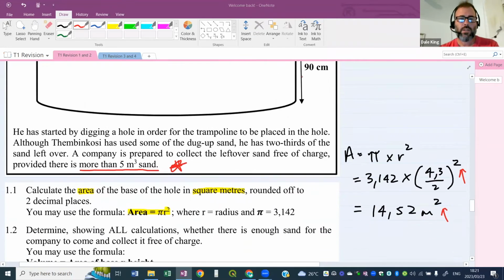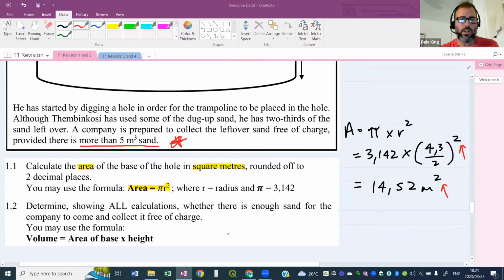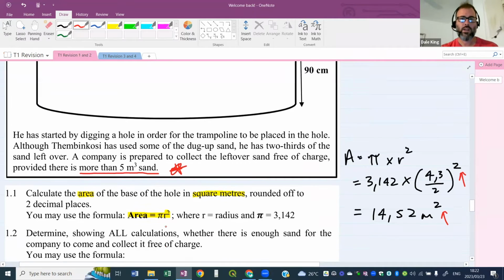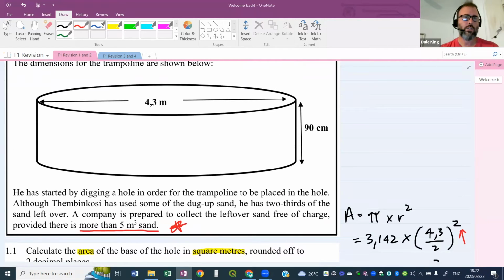So the question says, determine, showing all calculations, whether there is enough sand for the company to come and collect, whether there is 5 cubic meters. You may use the formula volume equals area of base multiplied by the height. Okay, now think about it. Which base are they talking about? We highlighted it in the top. I'll give you a clue.